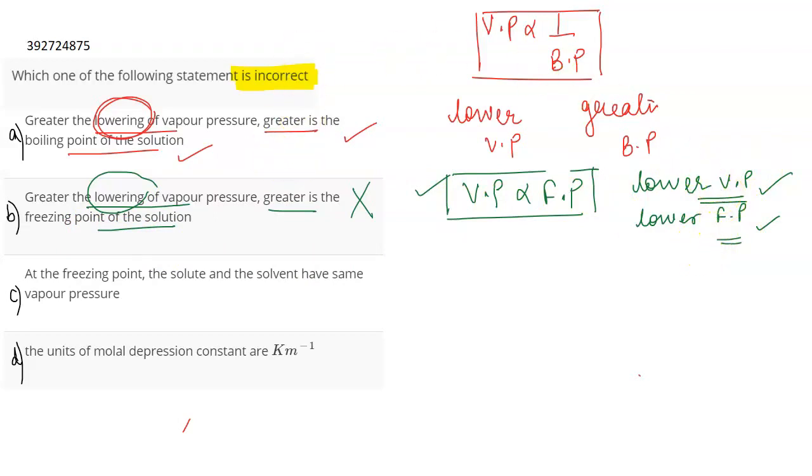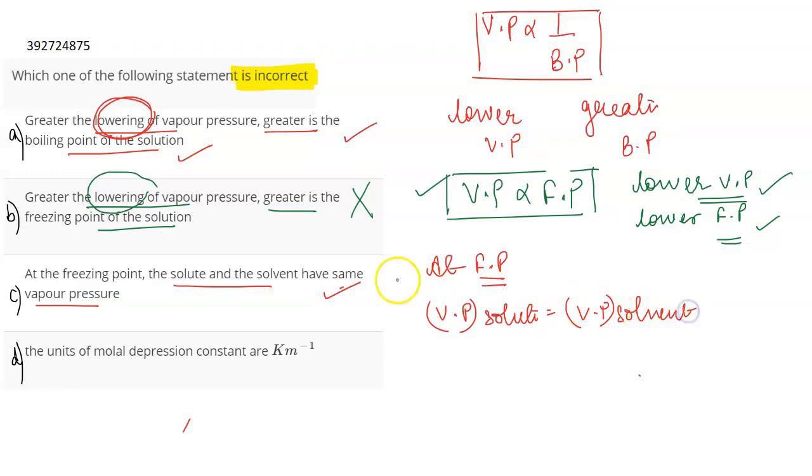Now let's consider the third statement. It says that at freezing point, the solute and solvent have same vapor pressure. This statement is 100% correct, because at the freezing point, the vapor pressure of the solute becomes equal to the vapor pressure of the solvent. So this statement is correct.